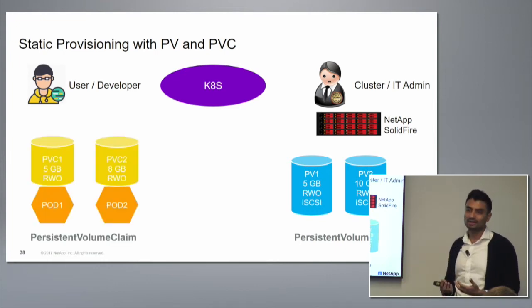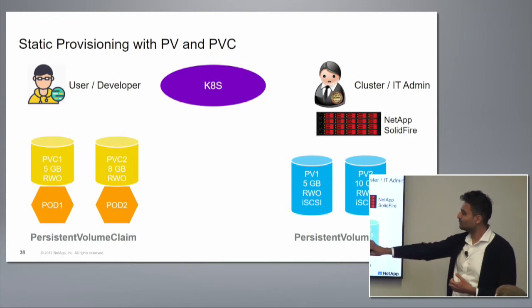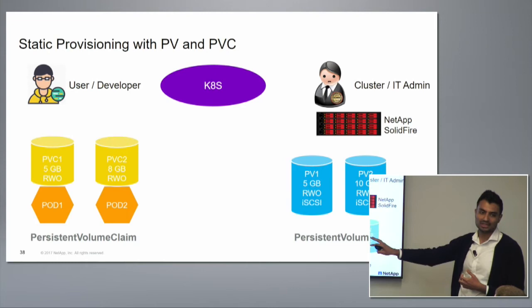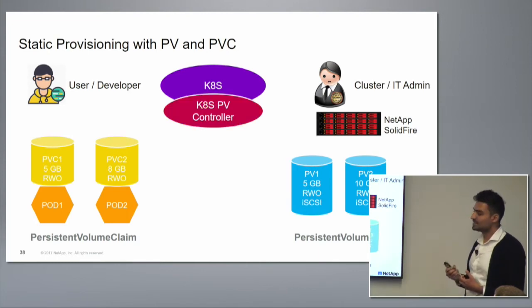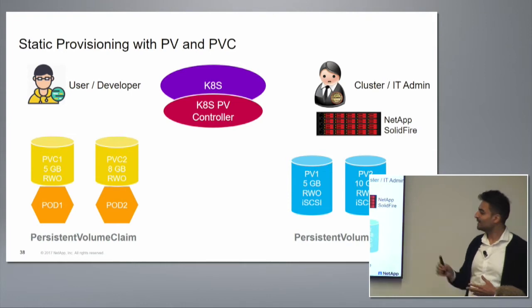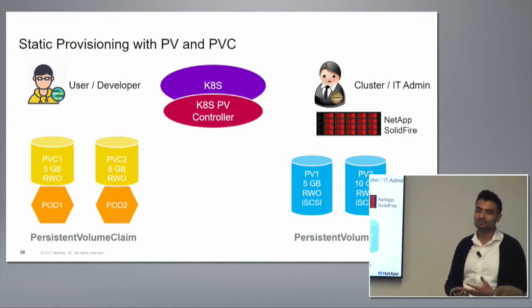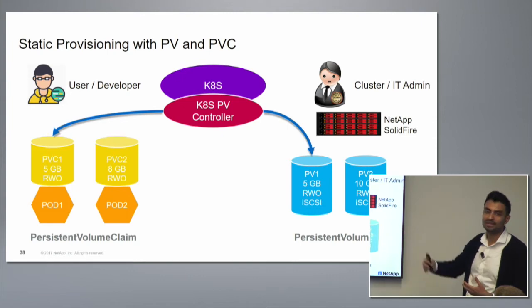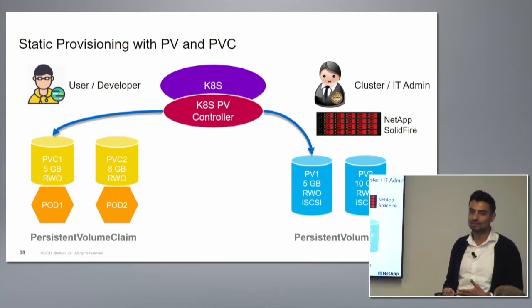A developer wants to consume storage, and he will create persistent volume claims for his application pods and say, okay, I need this storage. So this is a request. Then something called a PV controller in Kubernetes comes into the picture. It is monitoring these persistent volume claim requests from the user, and it is going to map them with one another. And then this storage will be mapped and be available for that application to consume.